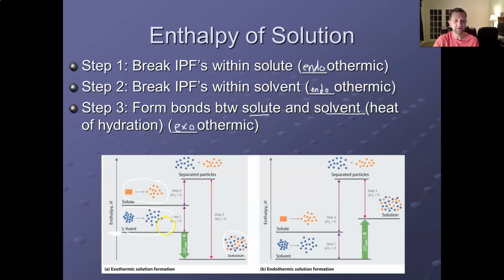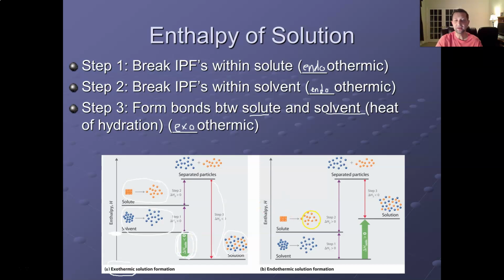So you have your image here on the left. This is an exothermic enthalpy of solution. It took some energy to break your solvent attractions, some to break your solute attractions. But look, when you created your solution, there's a huge drop in energy. So it took X and Y to break all those attractions, and then Z was humongous. So you had an overall net release of energy.